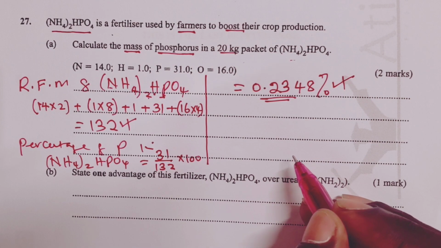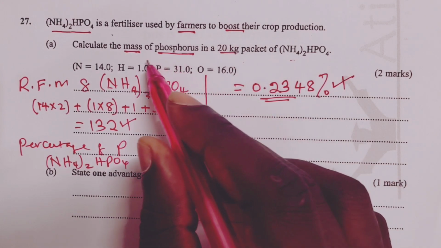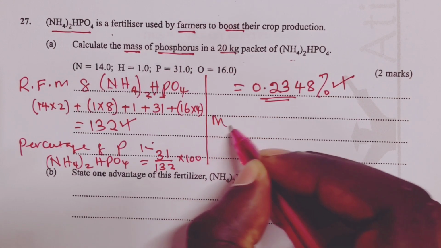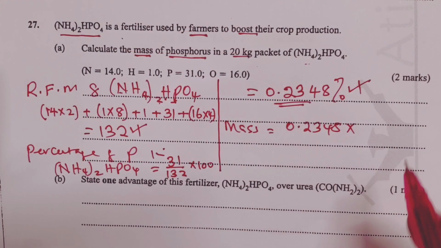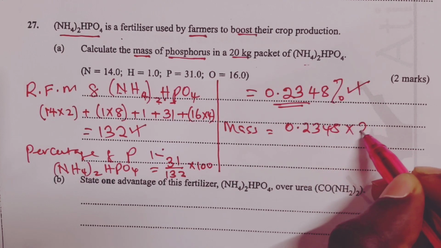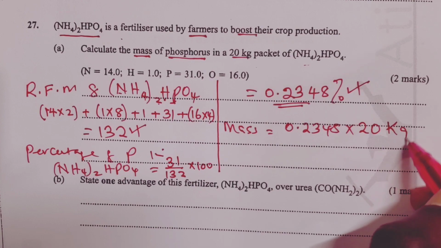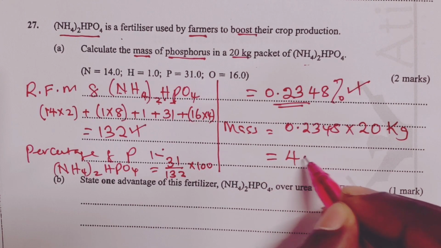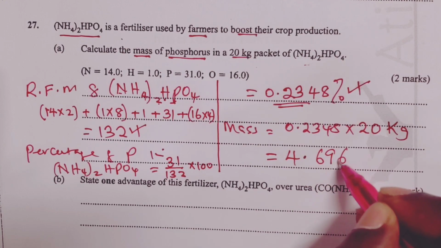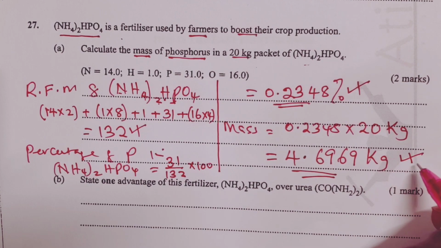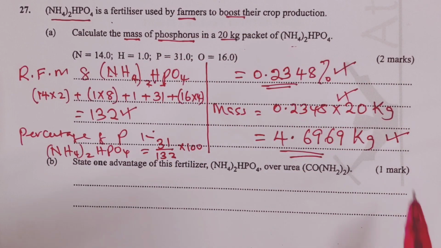And we are now asked to find the mass in a 20 kilogram packet. So a candidate would go ahead and get now the mass. It would be the percentage composition multiplied by the mass of the packet, which was 20 kilograms. This is giving us 4.6969 kilograms. Half a mark for the answer, half a mark for multiplication by mass of the packet.